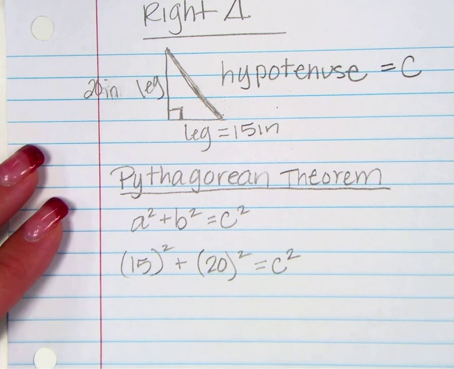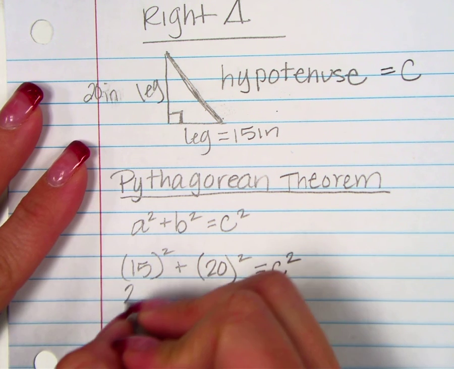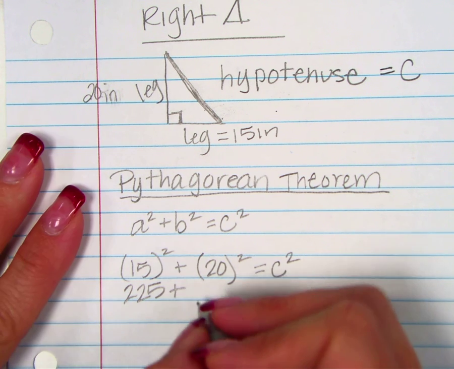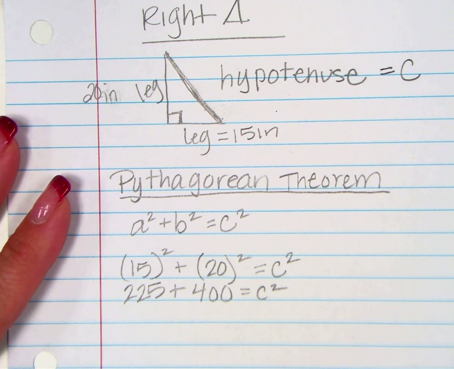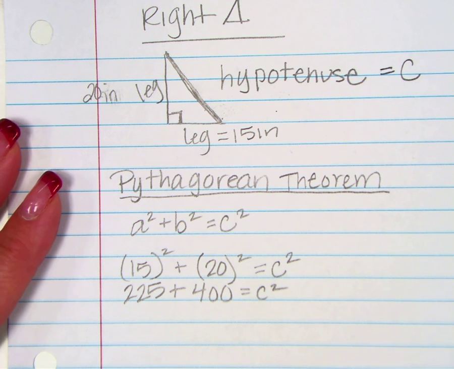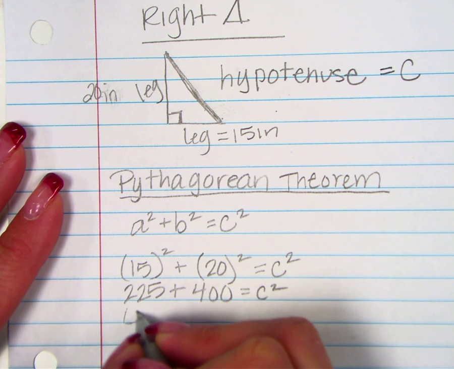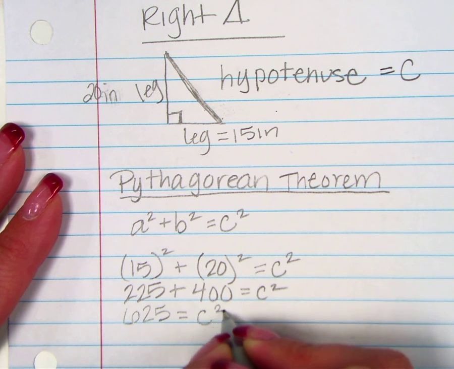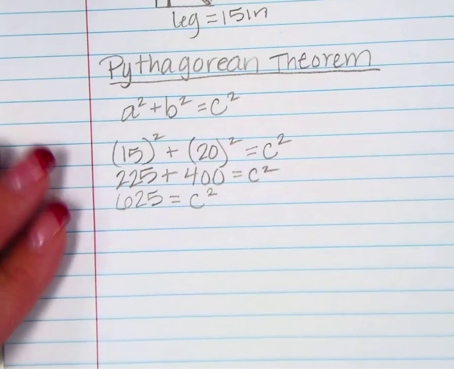Okay, so here we go. 15 squared is 225. And 20 squared is 400. Equals C squared. And 225 plus 400 is 625 equals C squared. Am I allowed to drop the squared? No, I'm not allowed.